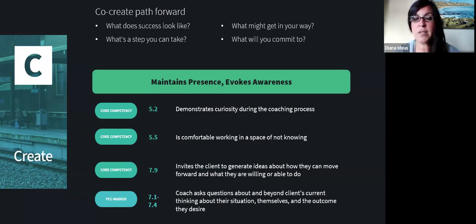And then the markers, again, it's those markers that we've already looked at in Articulate. So we're looking at, okay, about and beyond the client's current situation. We're asking about that whole person. And again, we're moving towards that outcome.